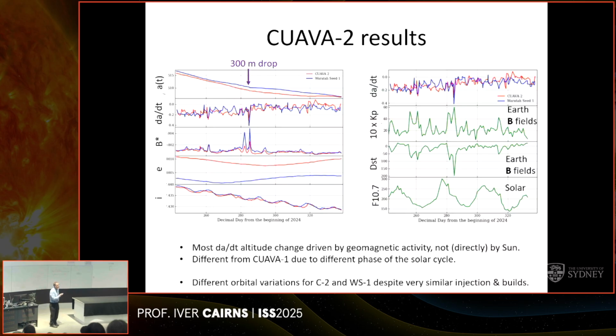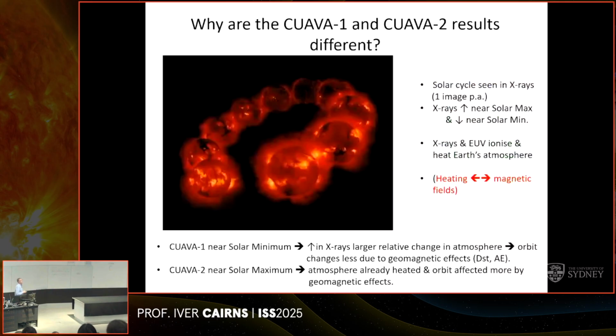You can also notice that the behavior for CUAVA 2 and Waratah seed is measurably different. I mean, these guys are a kilometer apart, and they were injected into space about 1 minute apart. So the initial orbit was very close. So why do you think there might be a difference in the behavior for CUAVA 1 and CUAVA 2? One of them is well correlated with directly solar-driven activity, and one not. Do you know about changes in the activity of the sun with time? Well, there is a solar activity cycle, which is approximately 11 years.